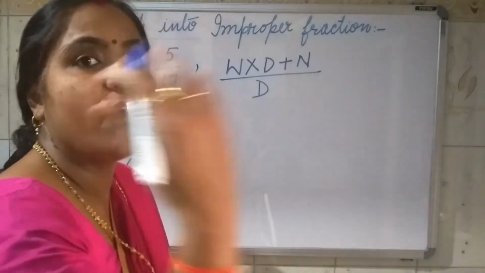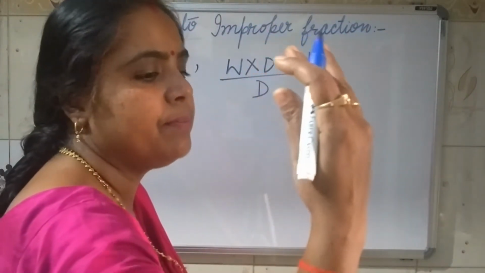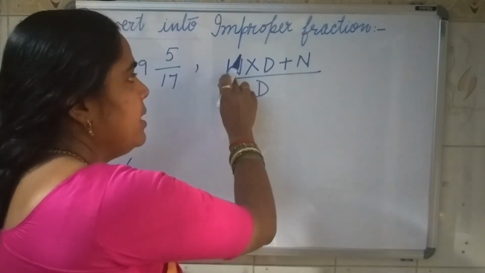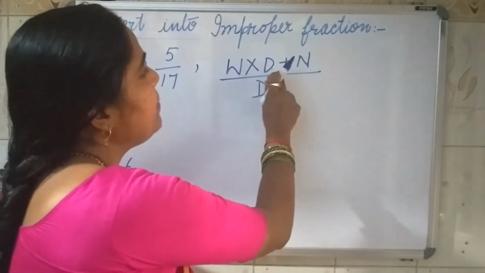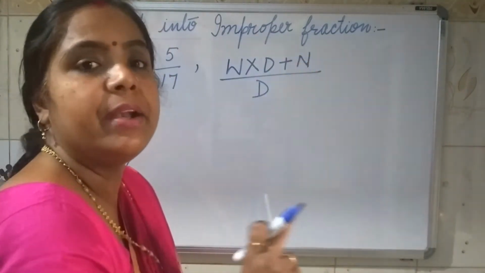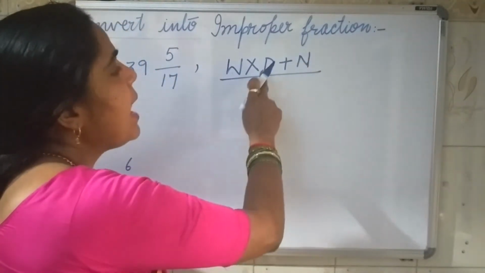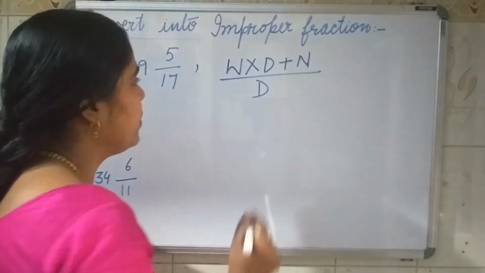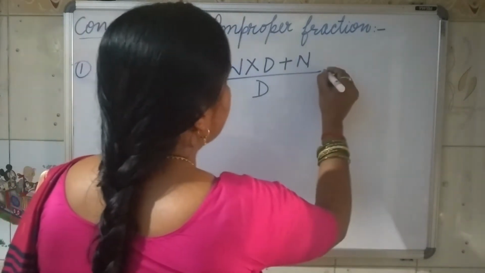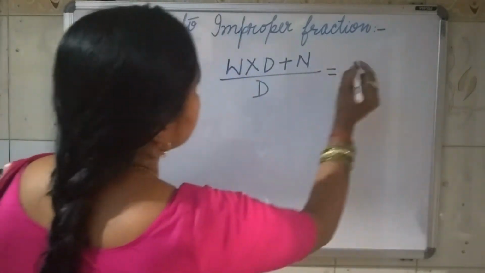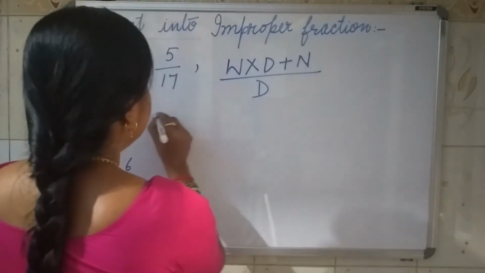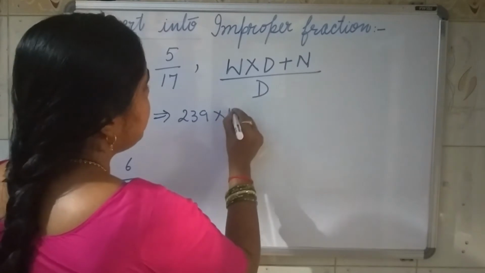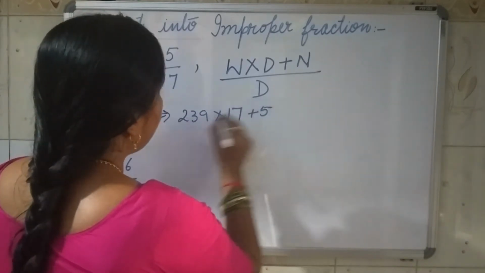If you recall, the verification of division is quotient multiplied by divisor plus remainder. So here the remainder is the numerator, the divisor is the denominator, and the whole number is the quotient. So we will write down this value here. What is the whole number here? 239. So 239 multiplied by 17 plus 5, upon 17.